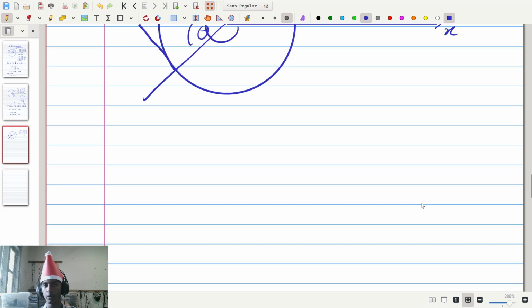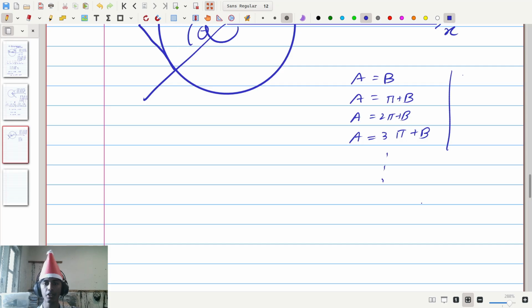Writing down each of the possible solutions for A in terms of B. A could be B, one possible solution of course. A could be pi plus B. A could be 2 pi plus B. A could be 3 pi plus B, and so on in the positive direction. Similarly, in the negative direction, A could be negative pi plus B. A could be negative 2 pi plus B. My apologies, I forgot the equal sign there. And so on in this direction.